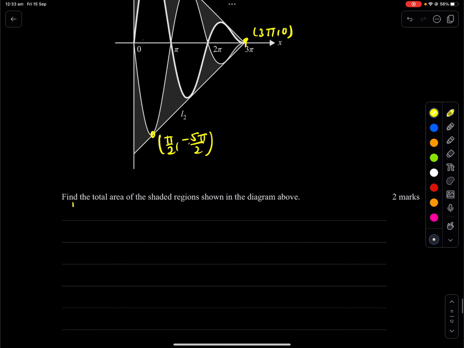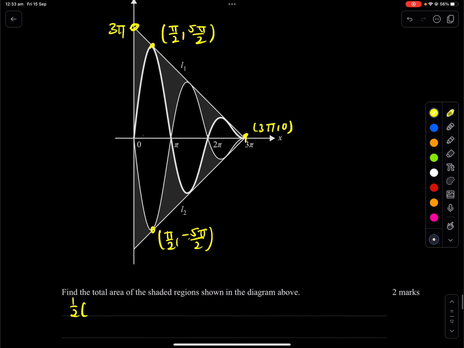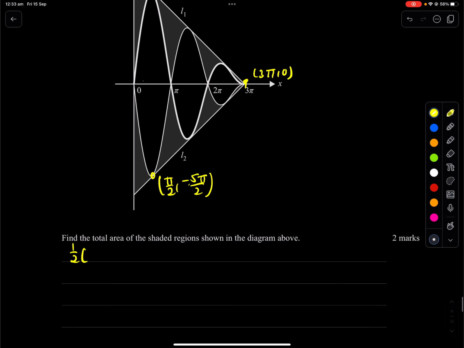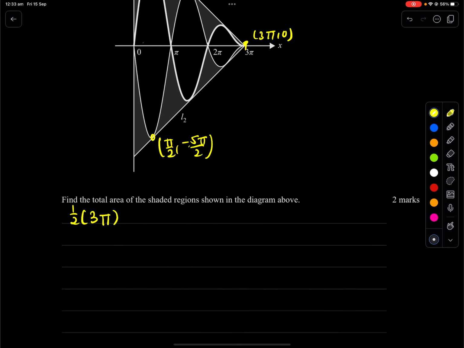So our total area of this triangle is 3 pi times 3 pi. But remember, there are 2 triangles, so we're going to multiply them by 2. And these 2 cancel this half out. So it will be 9 pi squared.